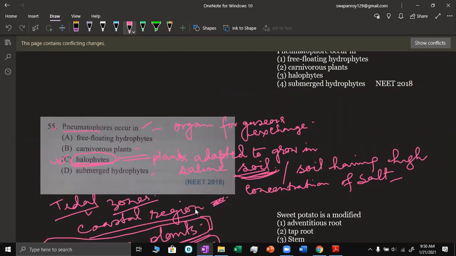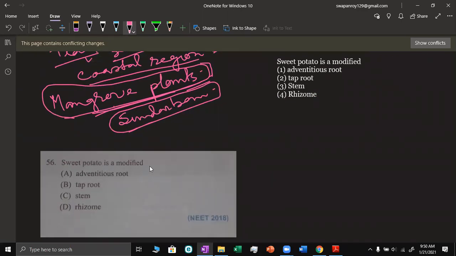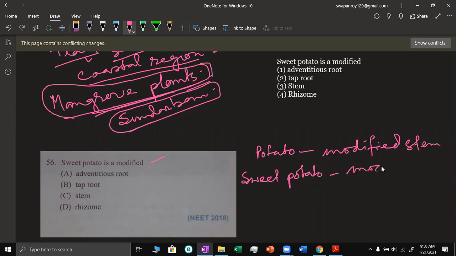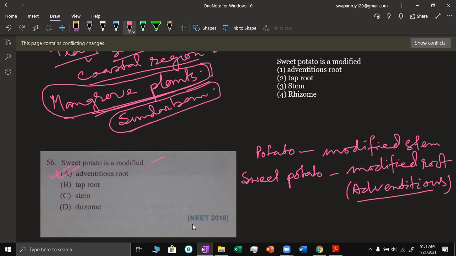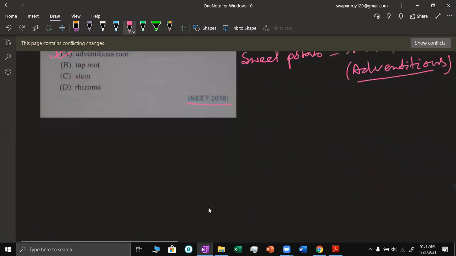Okay, so remember this. Normal potato is a modified stem, and sweet potato is a modified root, and that root is also adventitious. So this was asked in NEET 2018.